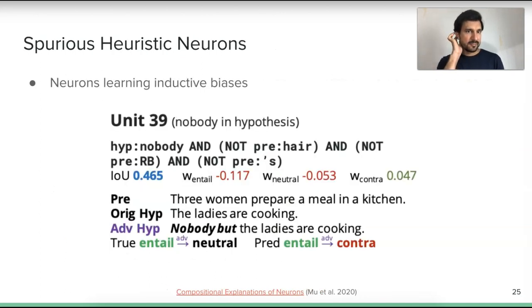So here, authors were able to show that some neurons learn spurious correlations. For example, this neuron 39 activates whenever the word nobody appears in the hypothesis. And this can be very useful to create adversarial examples or strengthen the model further by fixing the input data, because this clearly highlights the issues with the input data.